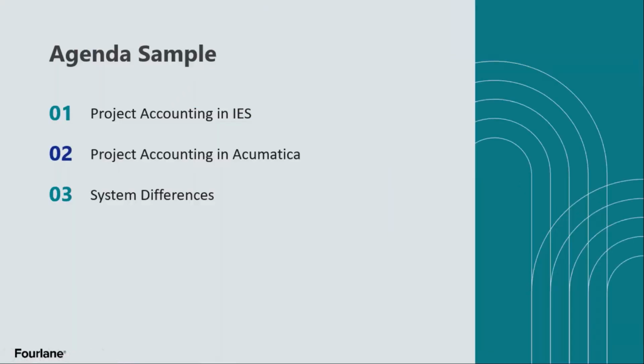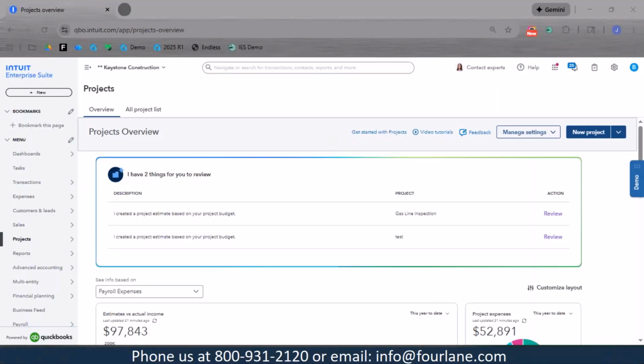At first, we're going to be looking at project accounting in IES, and then project accounting in Acumatica, and then I will be reviewing the system differences. System differences will be more of the automation and AI features within Acumatica. All right, so we'll dive into IES. I'm just going to make sure that that's showing. So this is what IES looks like. There's a lot of features with IES, the multi-company and intercompany, but in this webinar, we're just going to be focusing on projects.